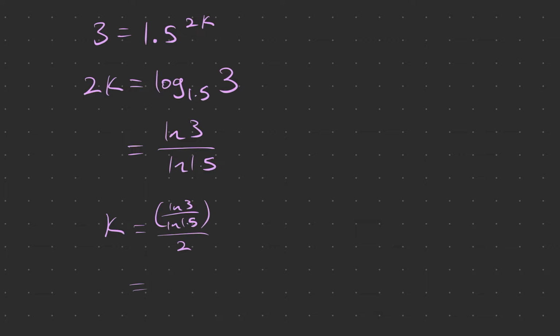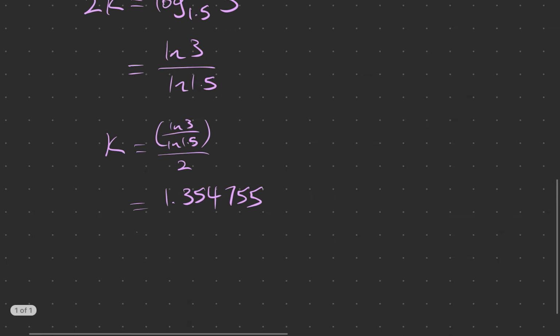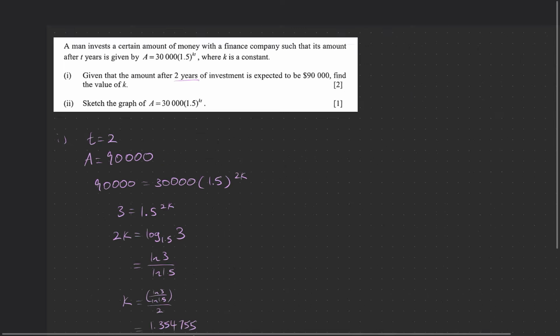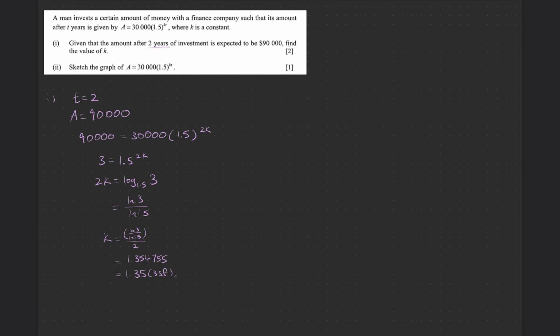So work that out on your calculator, and you'll get 1.354755. Now I'm going to leave this in 3 significant figures, so 1.35. That's for part 1. Okay, let's move on to part 2.